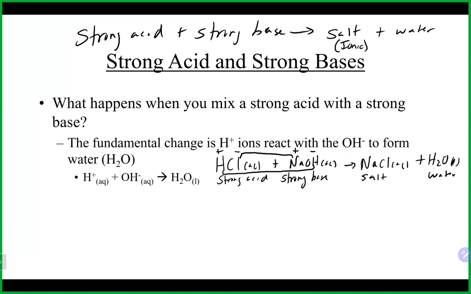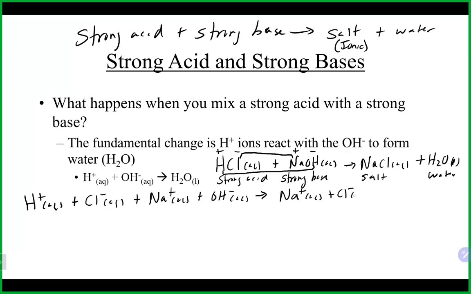We can again write a total ionic equation for this. Since HCl is a strong acid, it will break apart into H plus and Cl minus. Sodium hydroxide being a strong base will break apart into Na plus and OH minus. Our sodium chloride also going to break apart into sodium ion and chloride ion.